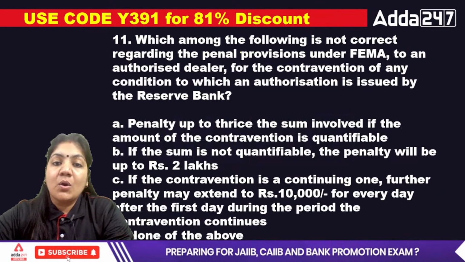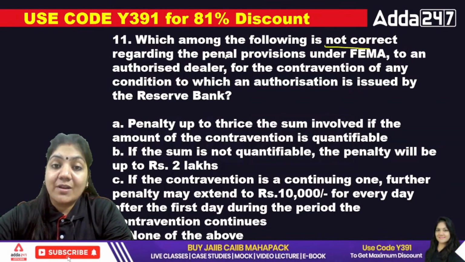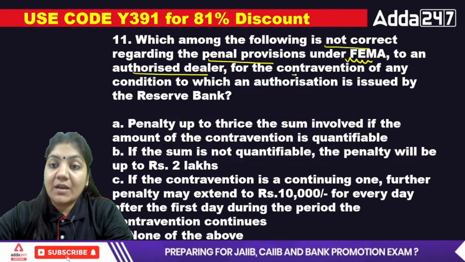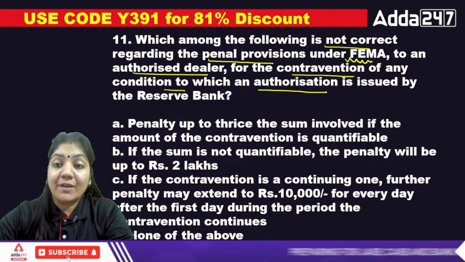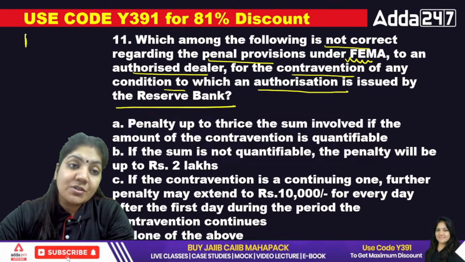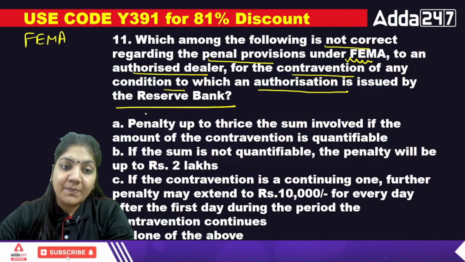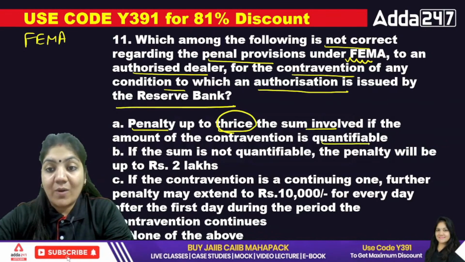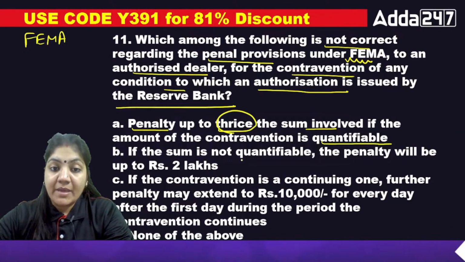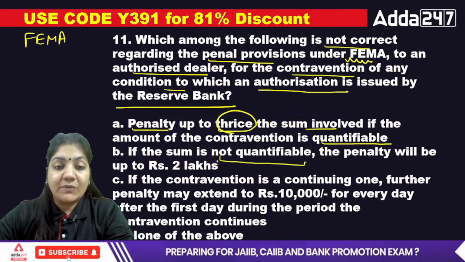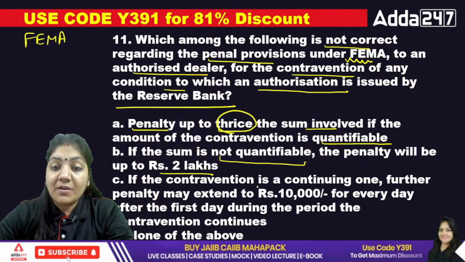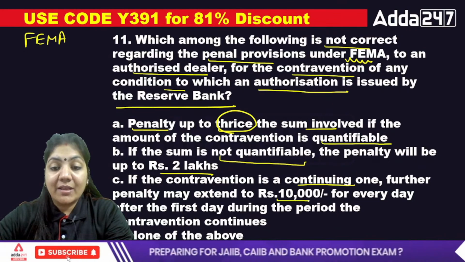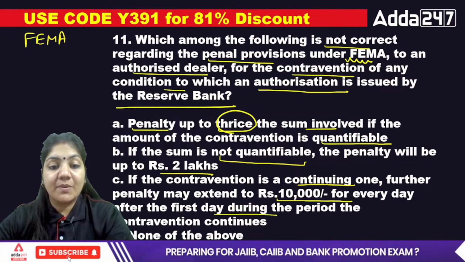Next. Which among the following is not correct regarding the penal provision under the FEMA to an authorized dealer for the contravention of any condition to which an authorization is issued by the Reserve Bank? This question is from the FEMA Act. Penalty up to thrice the sum involved if the contravention is quantifiable. Quantifiable means that it can be calculated. If the sum is not quantifiable, the penalty will be up to 2 lakh. If the contravention is a continuing one, it means you are repeating, a further penalty may extend to 10,000 for every day after the first day during which the contravention continues.